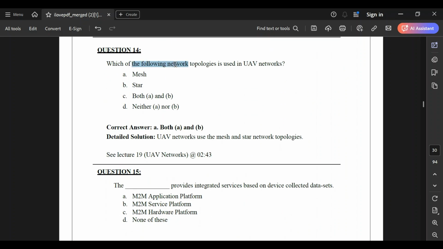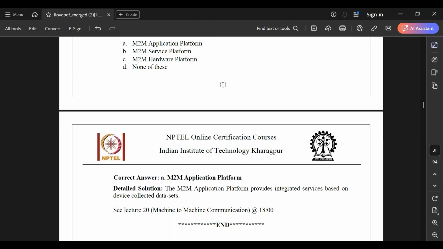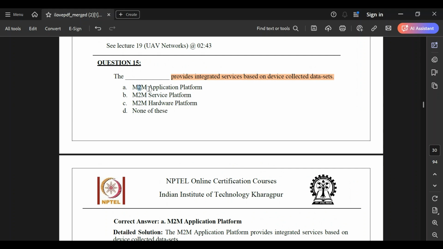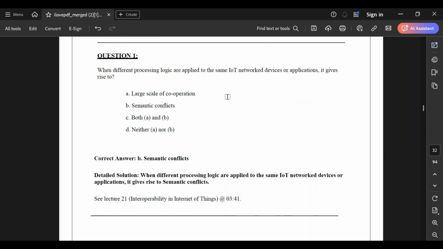Which of the following network topologies is used in UAV? Both A and B, so option C is there. DAS provides integrated service based on device collected datasets. So this is an M2M application. M2M application platform provides this. Moving to the next assignment we have.